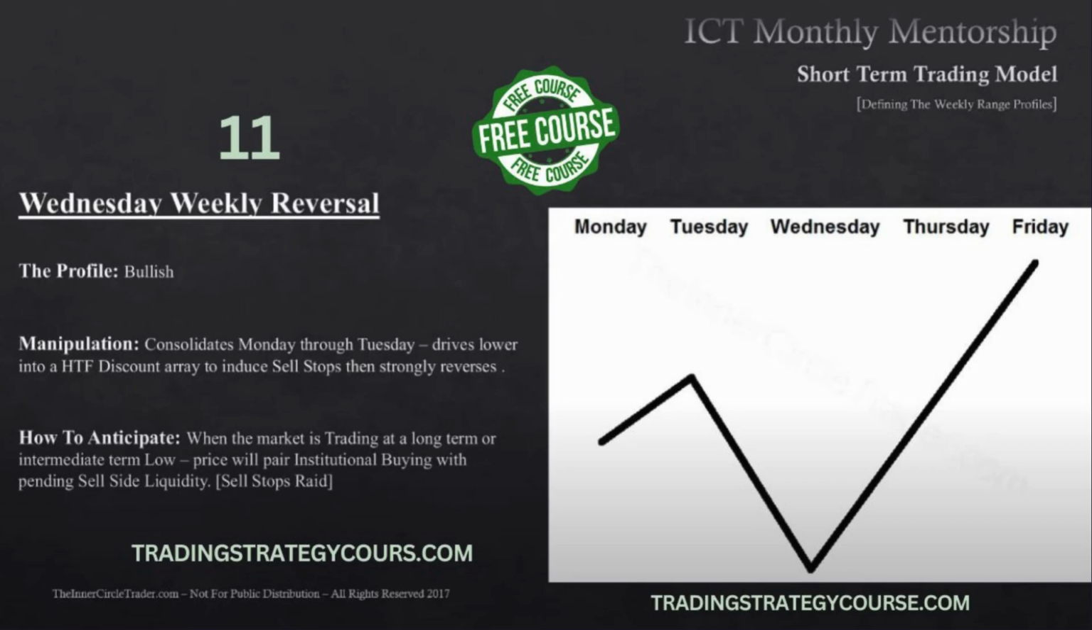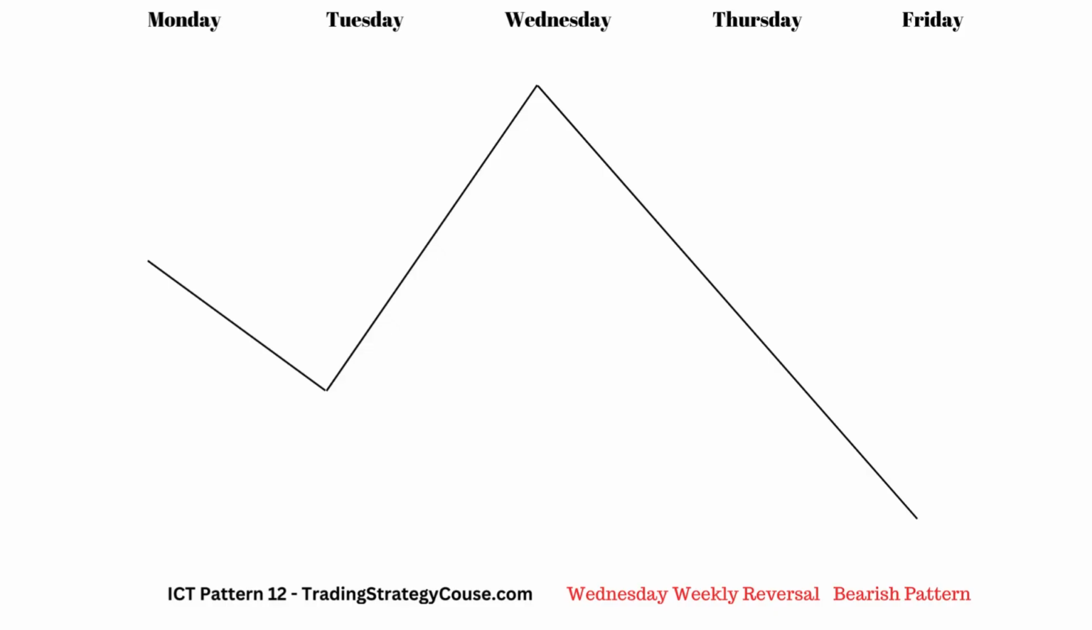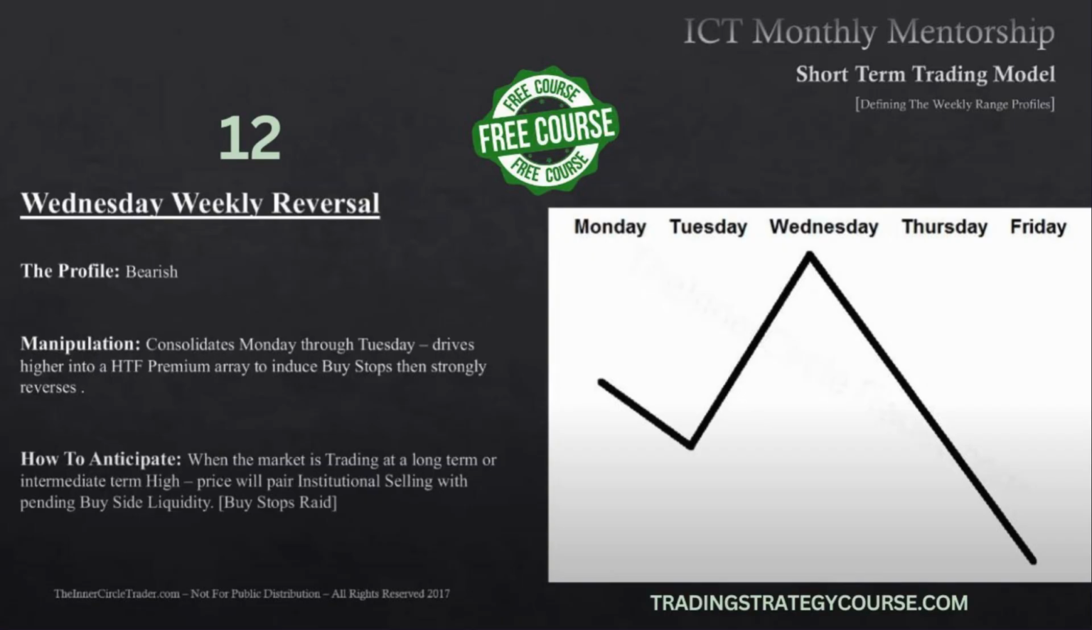Identifying bearish reversal on Wednesdays. On the flip side, a bearish reversal on Wednesday is typically marked by early week price consolidation, followed by an upward drive into a higher time frame premium array, leading to the triggering of buy stops before a significant reversal. This trend is more likely when the market is at a long-term or intermediate-term high, aligning institutional selling with pending buy-side liquidity, or buy stops.